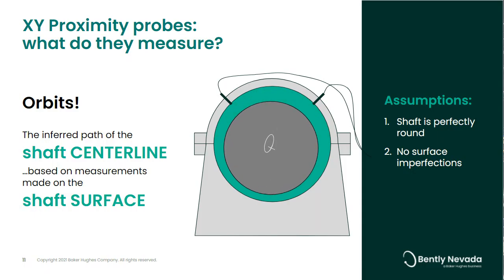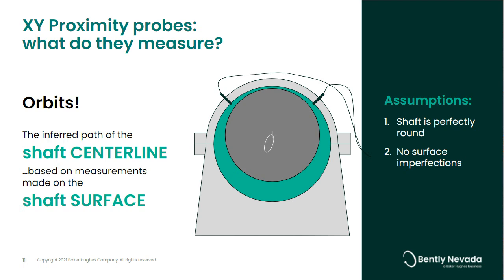And when we take two proximity probes and position them 90 degrees apart in an XY configuration, we're now able to measure a couple of things. From an average standpoint, we're able to see where the shaft is within that bearing. And on a more instantaneous point, we're able to see the movement of that shaft in terms of vibration.